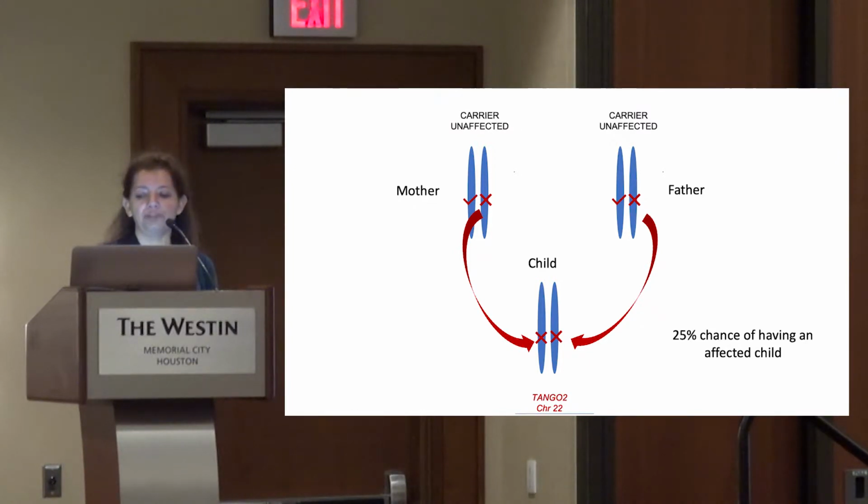And then here you have a child who does not have any working copy of TANGO2, and that child would have problems. So what are the chances of having a child with TANGO2 disorder if both parents are carriers? There is a 25% chance for parents to have another child with TANGO2 problems, and every time it's the same chance. It's not like if you have 4 children, you expect 3 to be fine and 1 to have a problem. It's not like that. Every time there's a 25% risk.